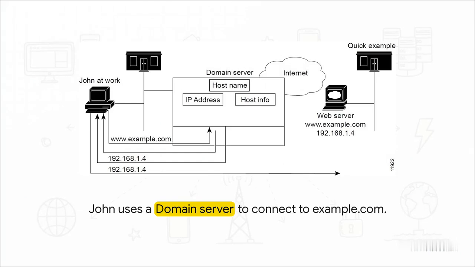Okay, to find exactly what you are looking for on this massive global highway, we need a directory. Let's look at John here. John just typed www.example.com into his browser at work. As humans, we are great at remembering names, right? Things like google.com or example.com, but computers, not so much. They strictly speak in numbers. So John's computer has to go ask a DNS server to translate that human-readable name into a machine-readable number.